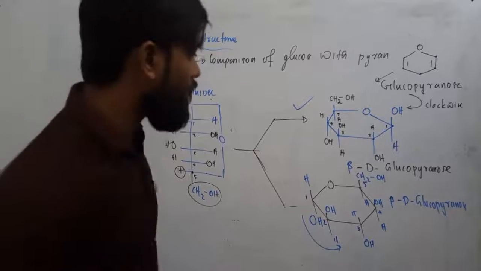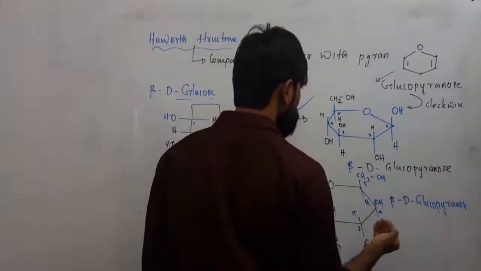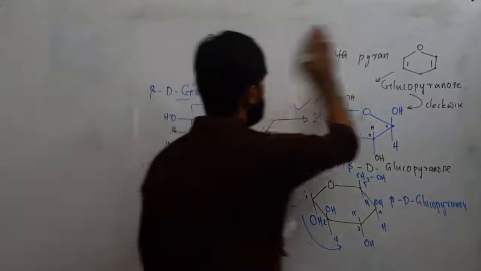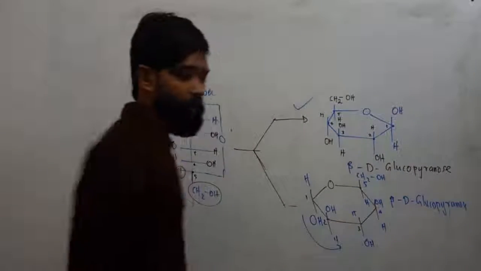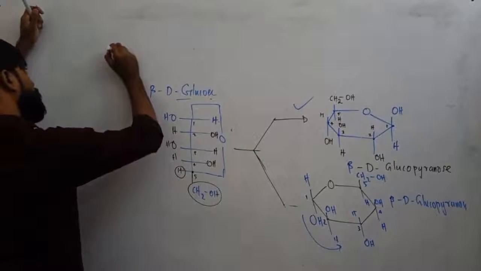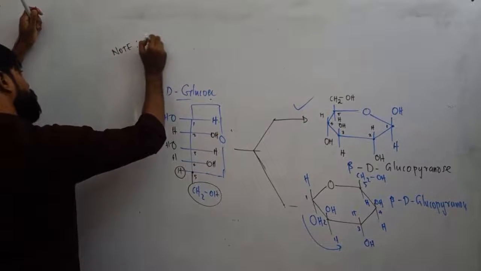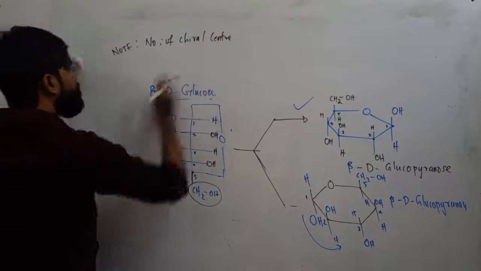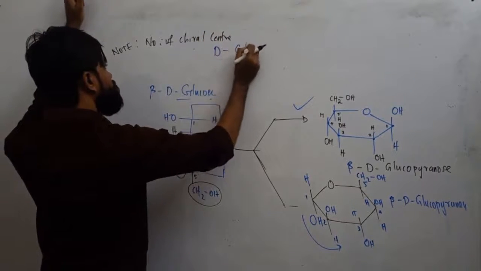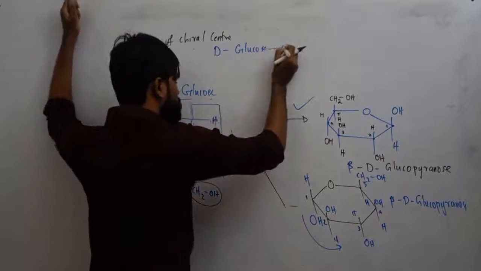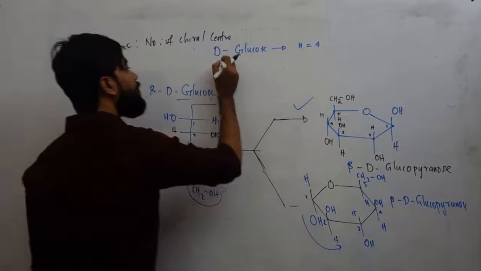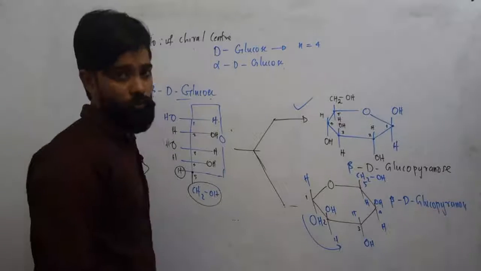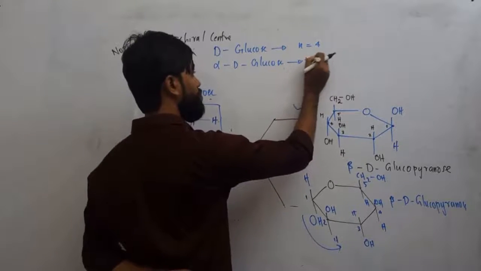The number of chiral carbons in alpha D glucose, alpha D glucopyranose, D glucose, and so on: in the cyclic structure there are 5 chiral carbons, and in the open structure, 4 chiral carbons. D-glucose simply means an open structure, so N equals 4. Alpha D or beta D-glucose means a cyclic structure, so N equals 5.